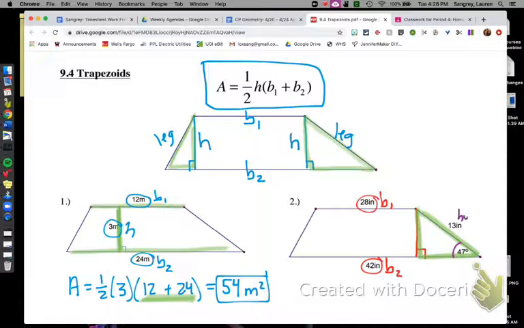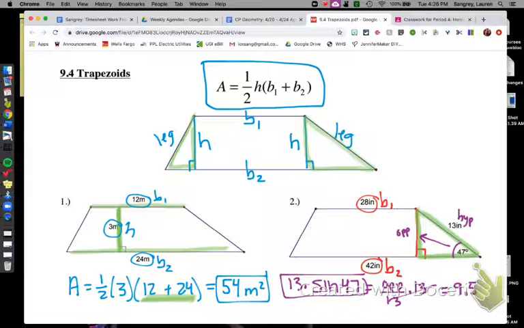That side happens to be the hypotenuse, and the angle is not 30, 60, or 45, which means we're using trig. And the side that I need is the opposite side. So this is going to be sine of 47 equals opposite over hypotenuse. We multiply both sides by 13. This goes in your calculator, and we get 9.5.